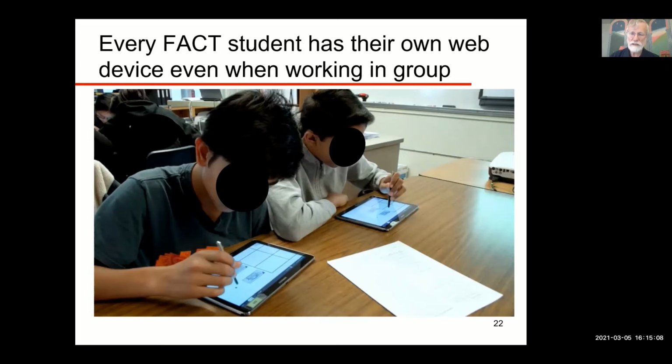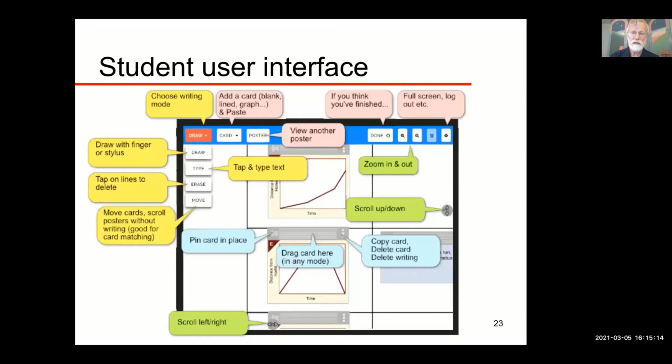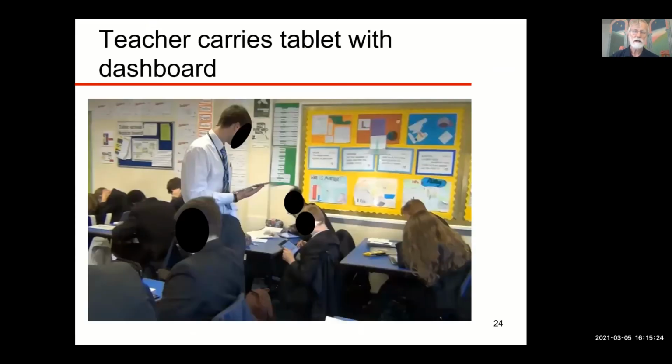So you might not be able to see it, but these two students are working on the same poster, an electronic version of a poster. The student interface has lots of interface things for dragging cards and writing and typing. Please look at this if you have time later, but I'm not going to go through it right now. The teacher walks around the classroom carrying a tablet and interacting with the students.